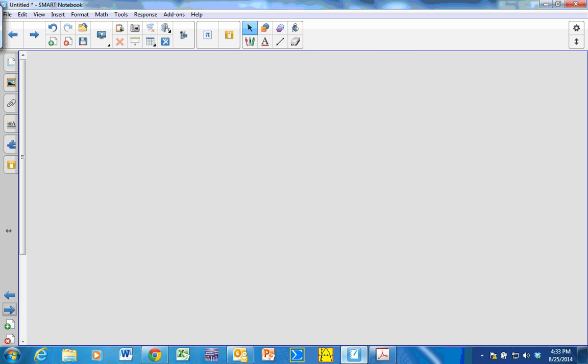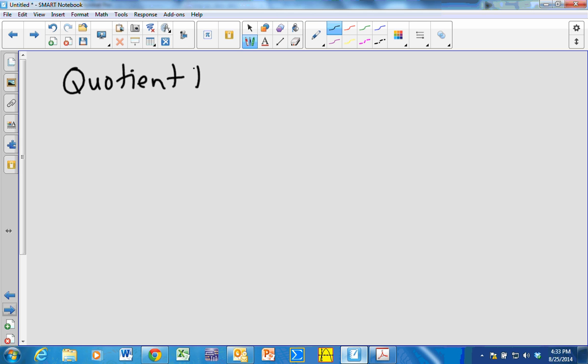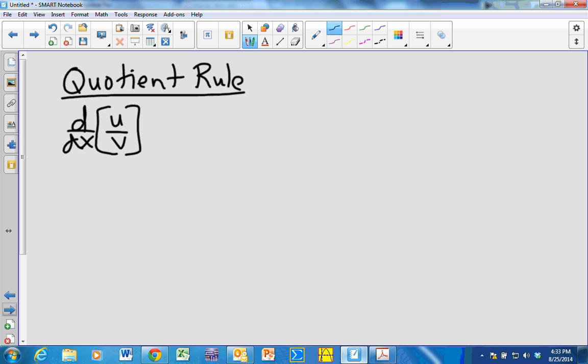Okay, last thing we're going to learn is the quotient rule, and we'll go over the last page in class. So here we have the quotient rule. So this is how we handle if we're dividing. So the rule is for taking the derivative of u over v.